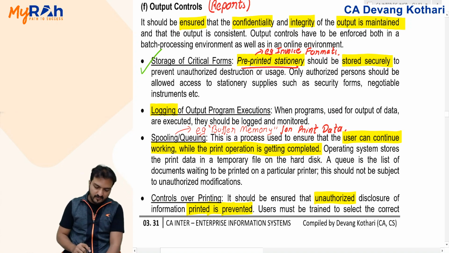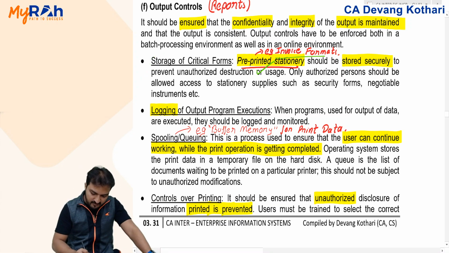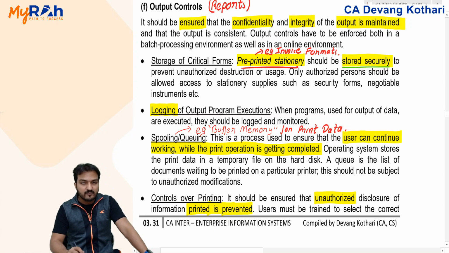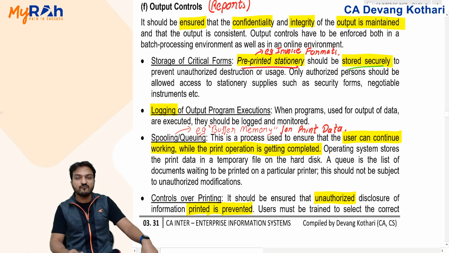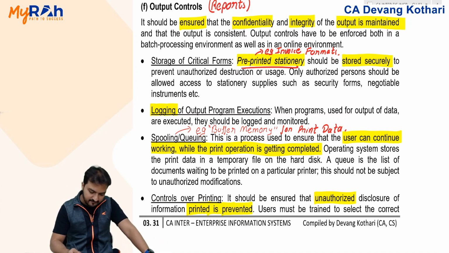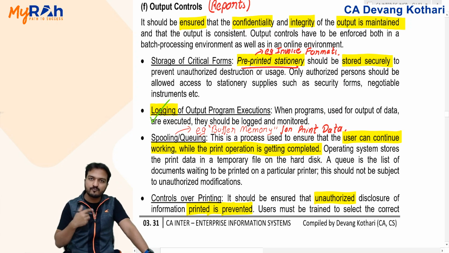Under that, storage of critical forms, like pre-printed stationery, for example invoice formats. Any such invoice format should be stored securely, so that if the wrong person gets hold of my invoice formats, they might make fake invoices and do transactions with them.